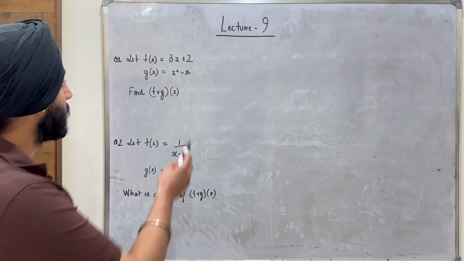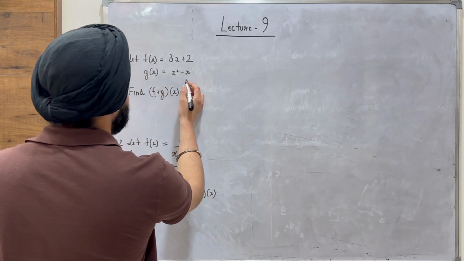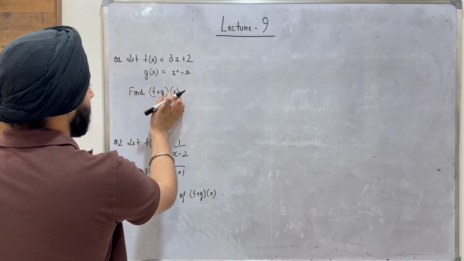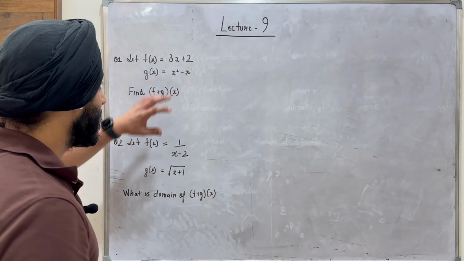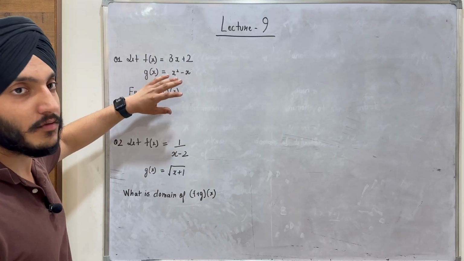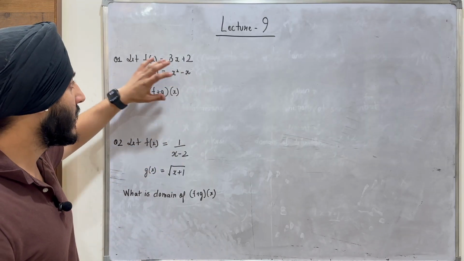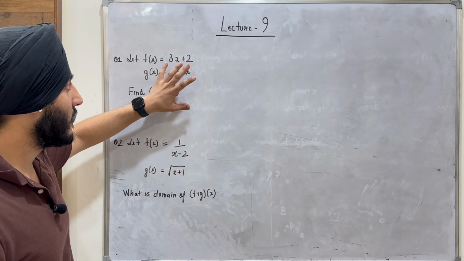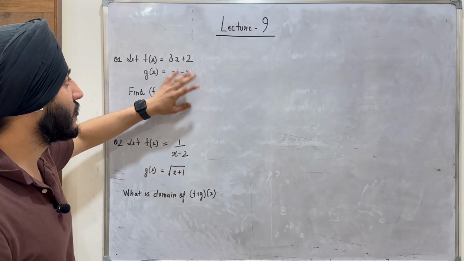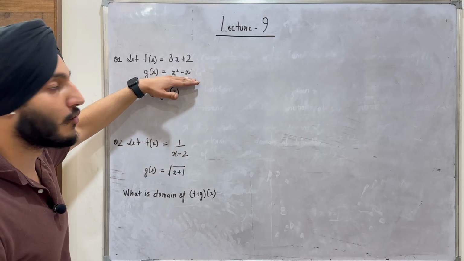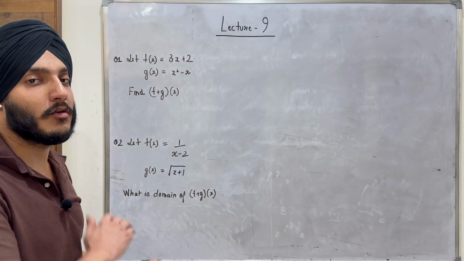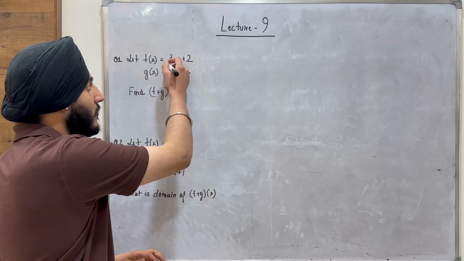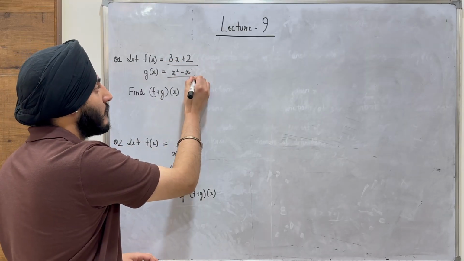Given f of x equals 3x plus 2 and g of x equals x square minus x, find f plus g of x. Just a basic consideration: when you're trying to find the sum of functions, figure out whether the domain of definition is equal, like if there's any restriction to the elements that you can input. Now, 3x plus 2, there's no restriction. I can input all the real numbers into this equation. And same is with this over here.